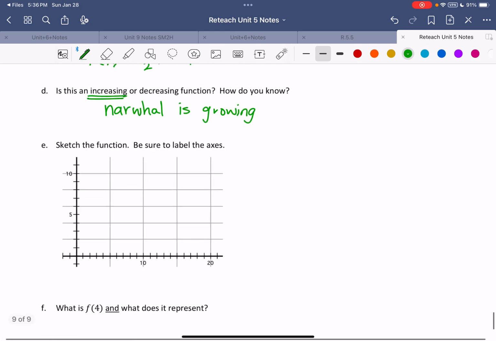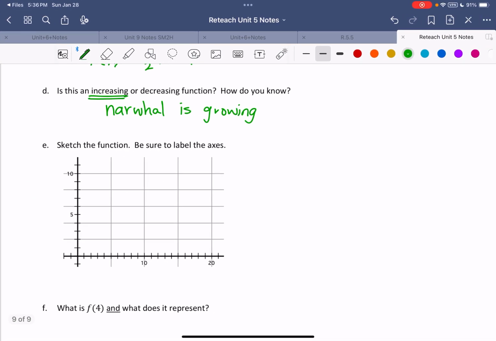Sketch the function. So our x-axis should represent the years, and our y-axis is our length. Okay, so at year 0, when that baby is born, it is 1 meter in length, and it grows half a meter a year. Okay, so that means it grows 1 meter every 2 years. So graphing wise, I'm going to count by 2s basically on my x-axis.